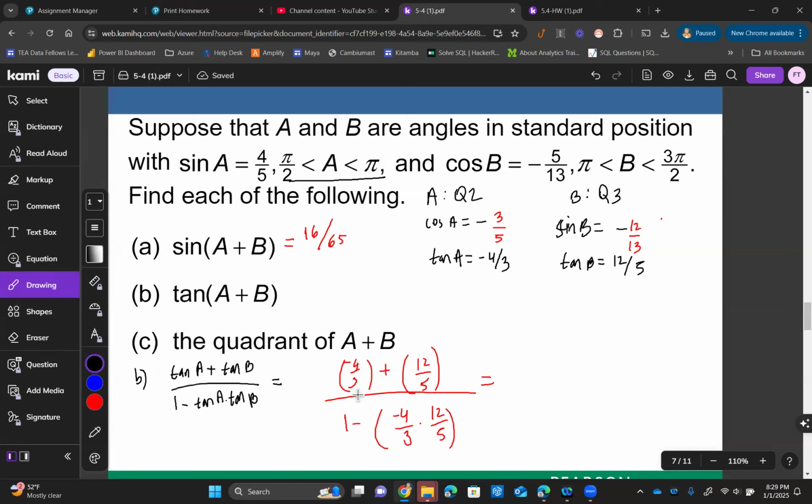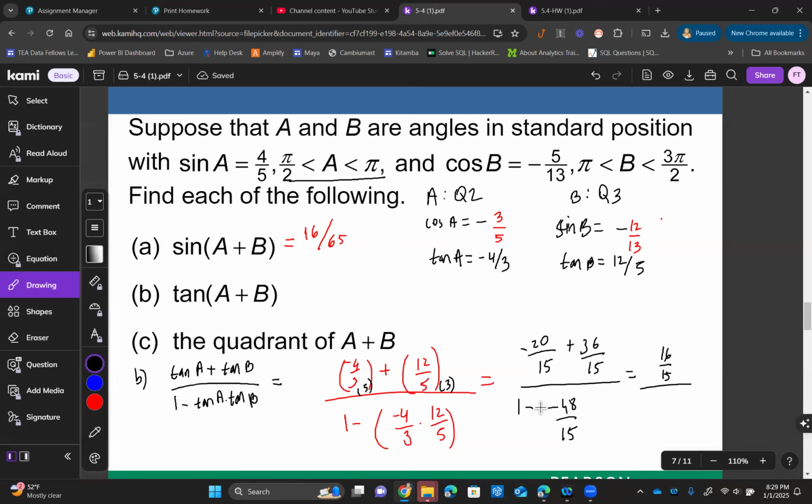4/3 and 12/5. I need to get them in common denominators, so I will have to multiply this one by 5 and this one by 3. So this one becomes -20/15, and then this one becomes 36/15. And then this one is 1 minus, that's -48/15. And then when we combine the numerators, that's 16/15.